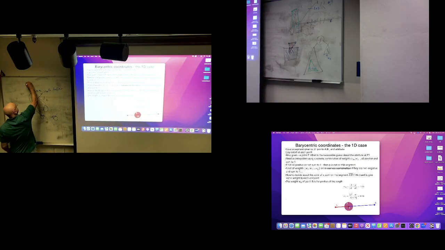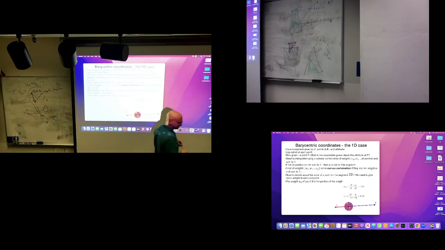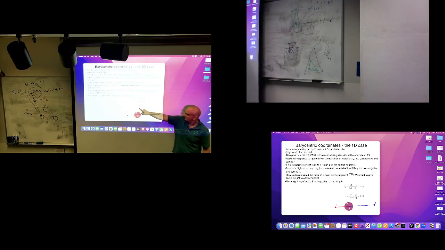That is, WA plus WB should be 1 if there are only 2 of them, and in general, if I have more than 2, then the sum of Wi should be 1. Then I'll say that they are a convex combination. And I have a point P here, and I want to ask, what is the contribution of the vertex A? What's the contribution of the vertex B? That's it. The weight of A and the weight of B.